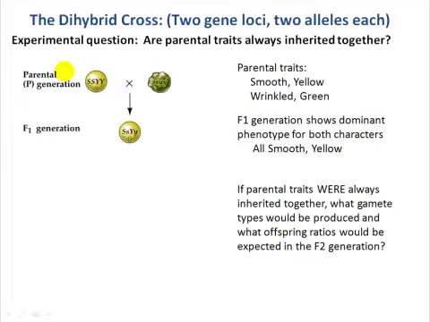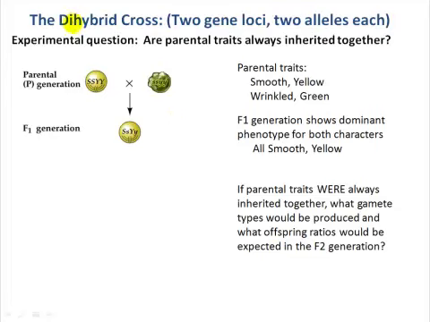And we started with two true breeding, once again, true breeding parental strains that have either yellow, smooth seeds or green, wrinkled seeds. Looking across the generations, if we followed the inheritance of these traits, would we always see smooth and yellow being inherited together? Would we always see green and wrinkled being inherited down the generation? So that was the question that Mendel wanted to address next.